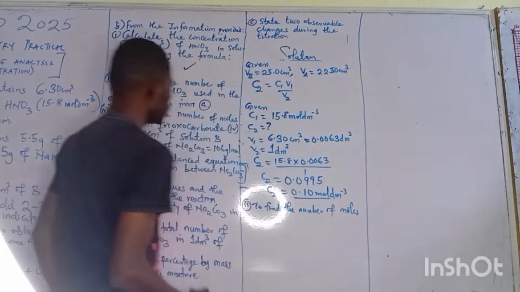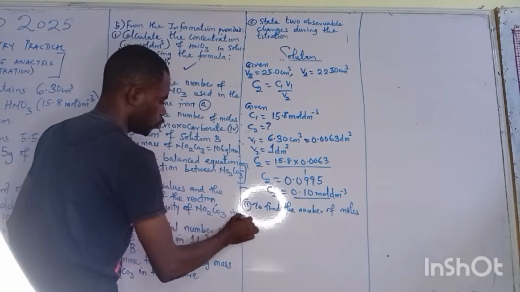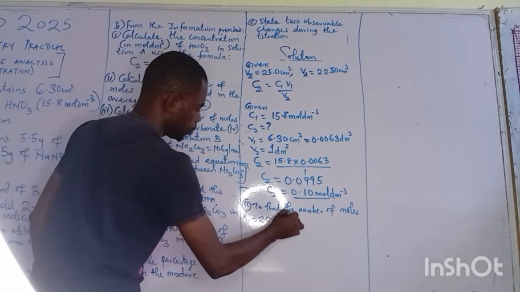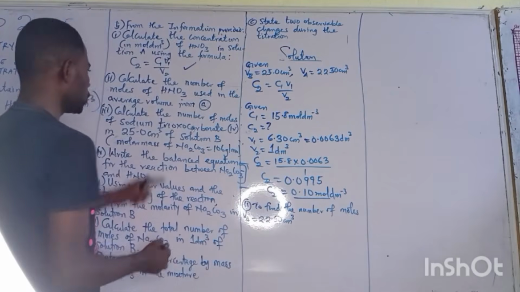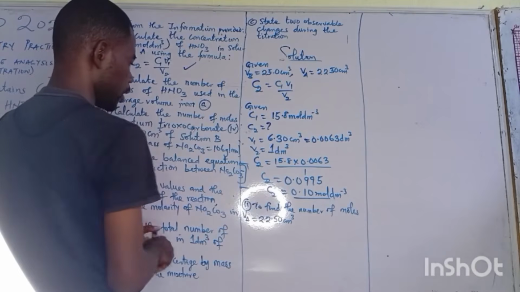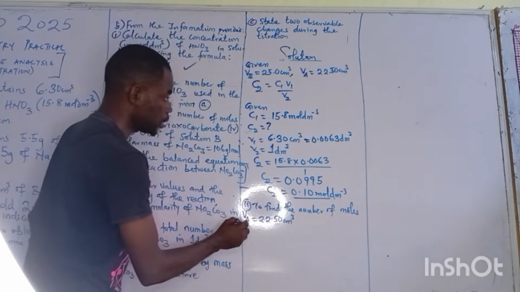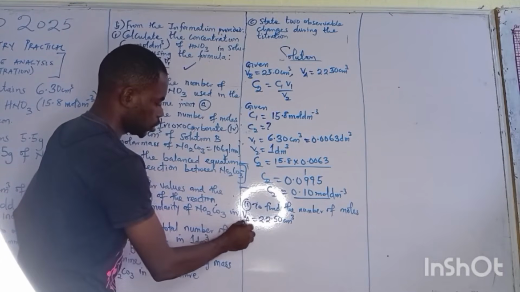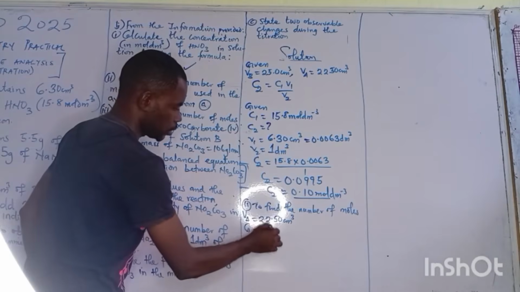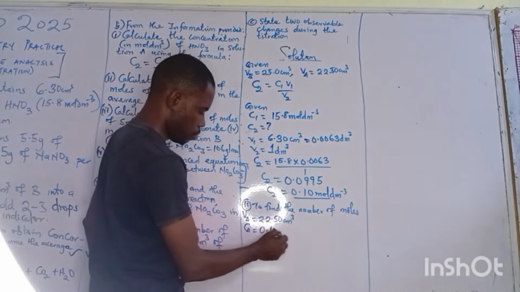We have no space. I have my VA, the volume, as 22.50 centimeter cube. And I have my concentration. They gave us a concentration somewhere. Where is that concentration? Okay, the concentration I have here, that is my CA, the concentration. I have it as 0.10 mole per dm cube.